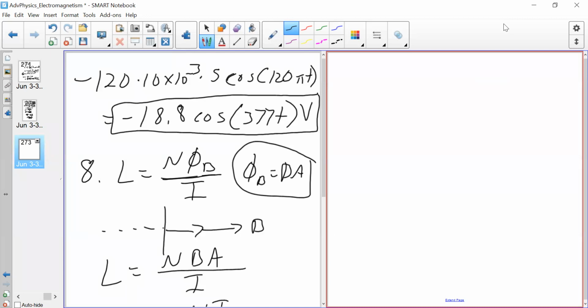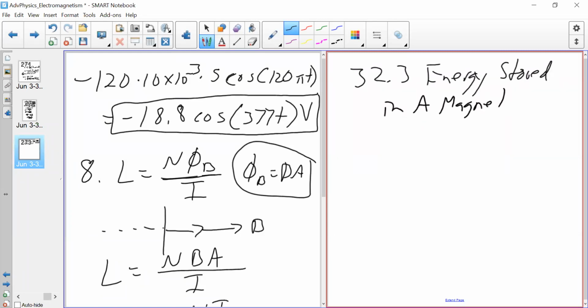Okay, so today we begin at 32.3, talking about energy stored in a magnetic field. And this is going to be the magnetic field of the inductor, because as we know, the current is going to be curling around the coil of the inductor, and so the magnetic field is going to be inside of it. So we're going to look at the energy stored in the magnetic field of an inductor in a circuit that has a battery and a resistor.